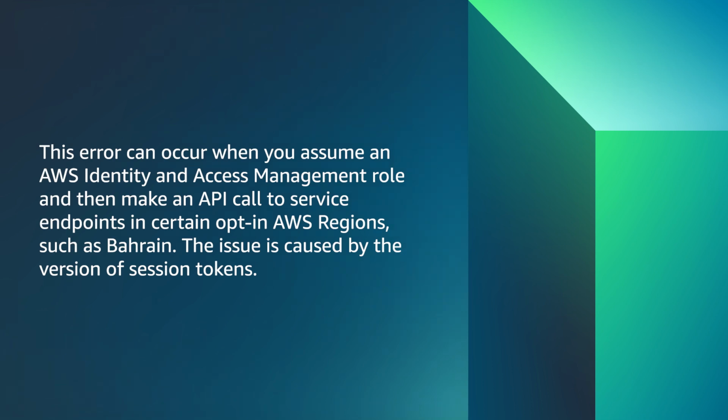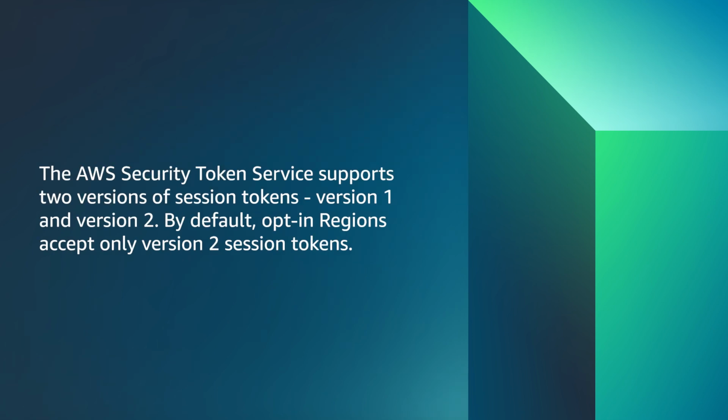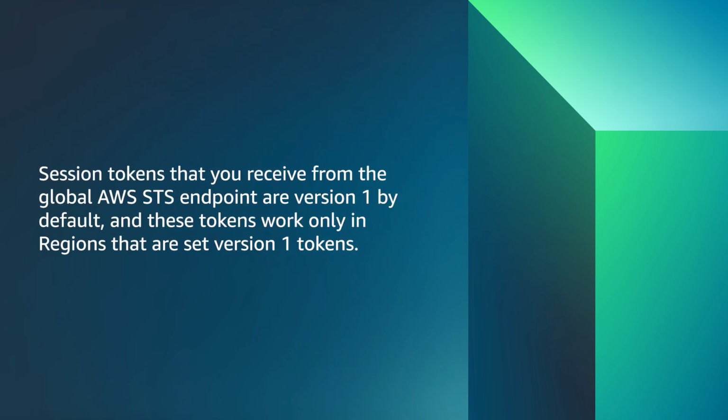The issue is caused by the version of session tokens. The AWS Security Token Service supports two versions of session tokens, version 1 and version 2. By default, opt-in Regions accept only version 2 session tokens. Session tokens that you receive from the global AWS STS endpoint are version 1 by default, and these tokens work only in Regions that accept version 1 tokens.